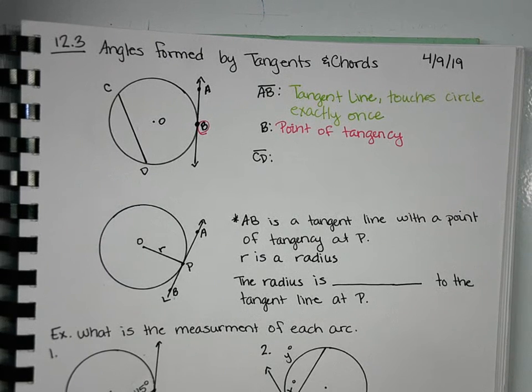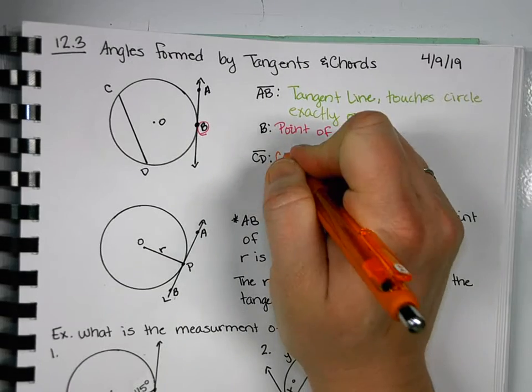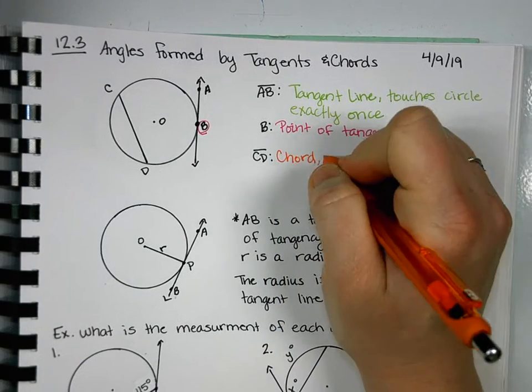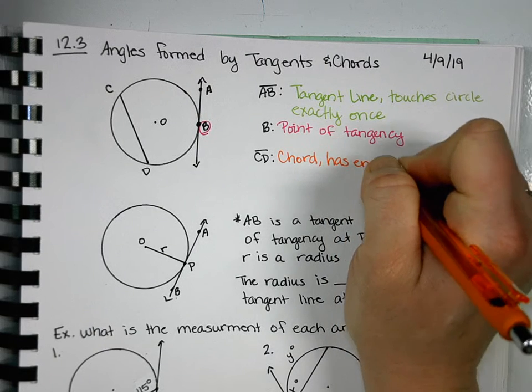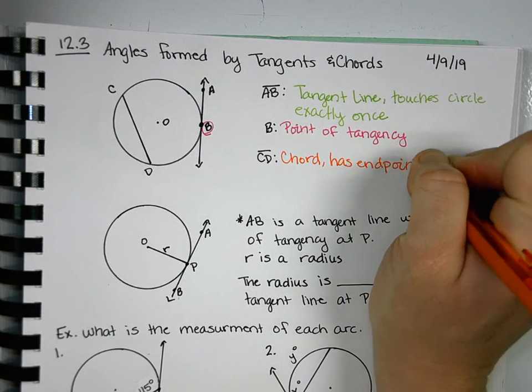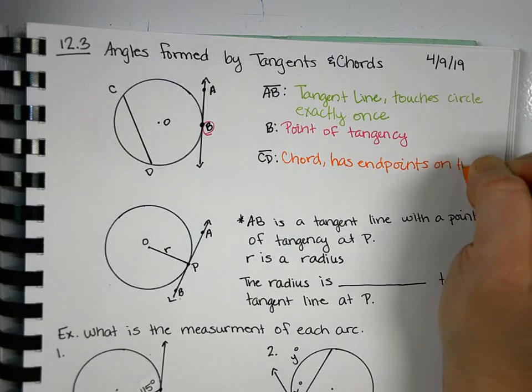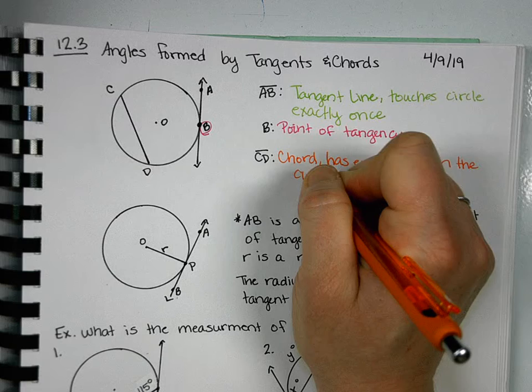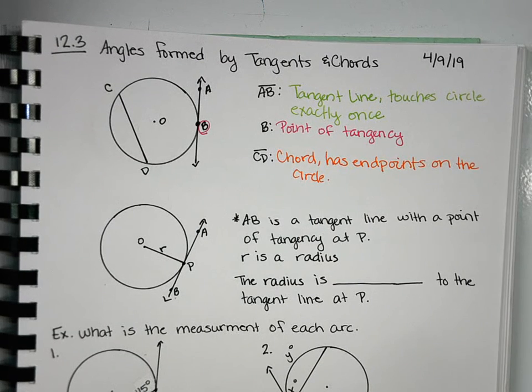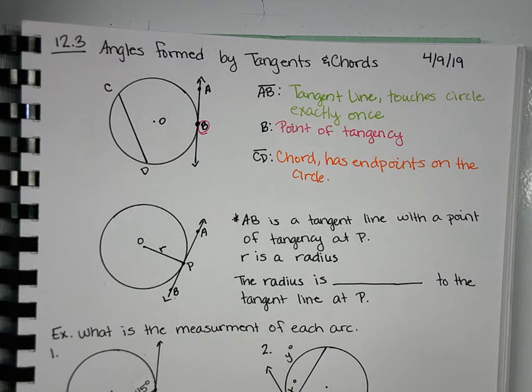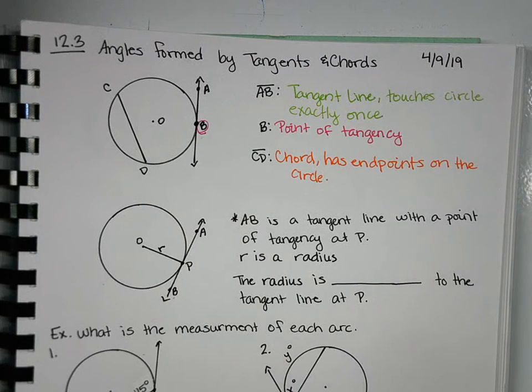And then segment CD is called a chord. A chord has endpoints on the circle. A diameter is a special type of chord. A diameter is a chord that goes through the center, which is what makes it a diameter. But anytime you have a segment that just goes from one side to the other, but not necessarily through the center, we call it just a chord. So we're going to be looking at the relationship between chords and tangents specifically today.